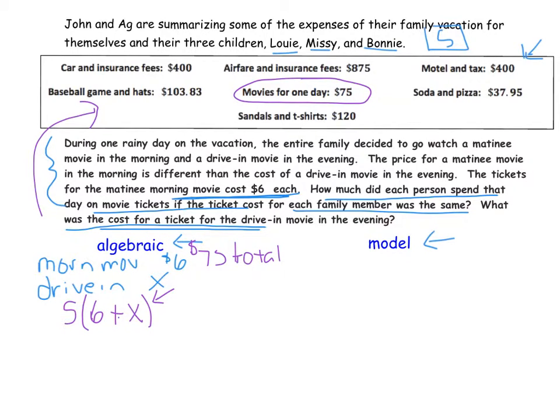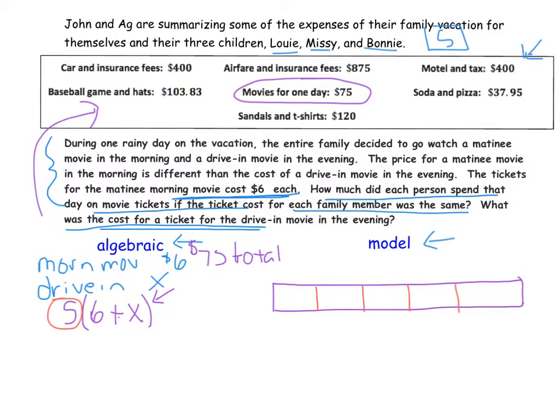Okay, so our model, if we use a tape diagram, remember, it's like you have a piece of tape, and you have to break it into the number of rectangles that you need. Since there are 5 people in the family, we need to split it into fifths.